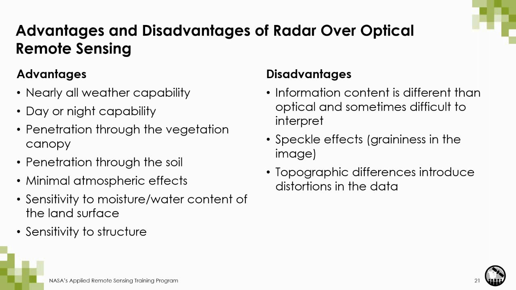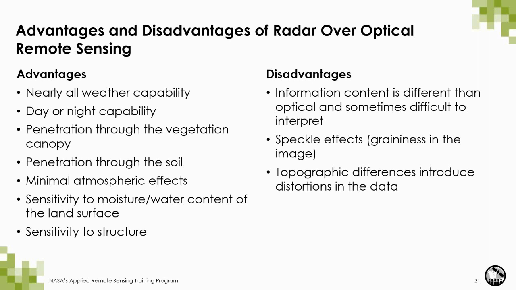Also, the radar signal can penetrate through the vegetation canopy, while optical only sees the very top. In addition, with radar remote sensing, there are minimal to no atmospheric effects or corrections needed, whereas the optical data are affected by the atmosphere and need to be corrected for that. Finally, radar is very sensitive to the moisture properties of the surface and to the structure, whereas the optical is only sensitive to those spectral characteristics.